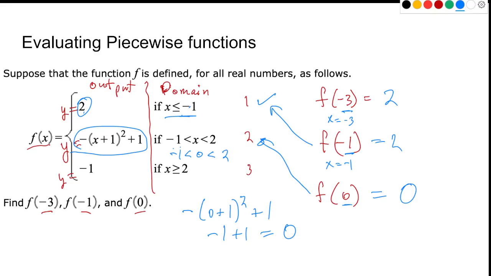Now we didn't have anything that was x greater than 2, but if you had wanted to find f of 5, you'd say, well, 5 is greater than 2, so I'm going to use this part. The answer is -1. Okay, so that's how a piecewise function works.